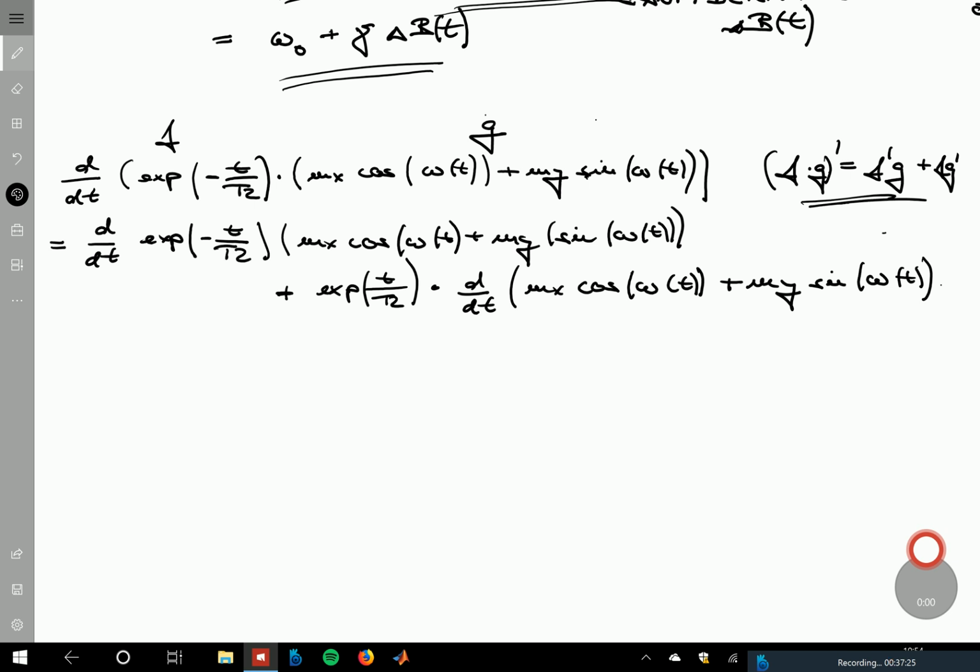So this is just application of the product rule. Then we of course have to go on with computing derivatives. So here we have the derivative of this exponential minus t2, which is a typical scenario for the chain rule.